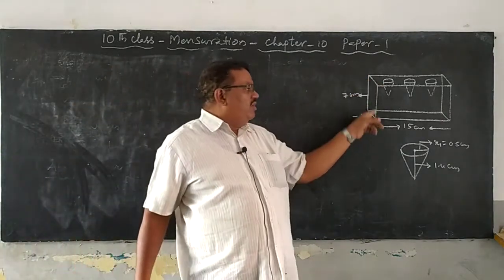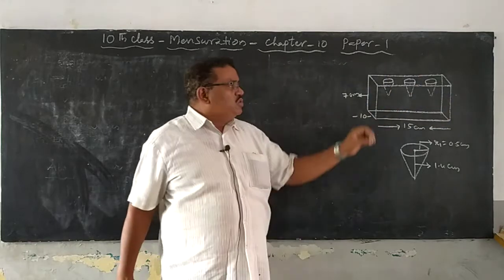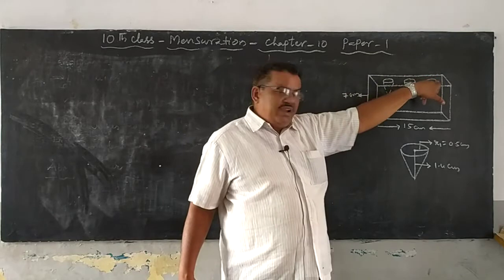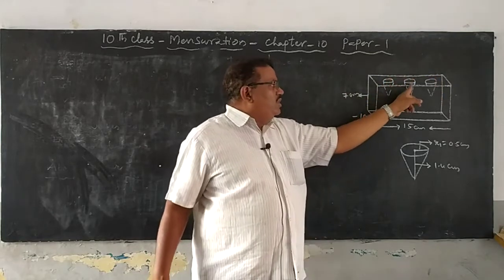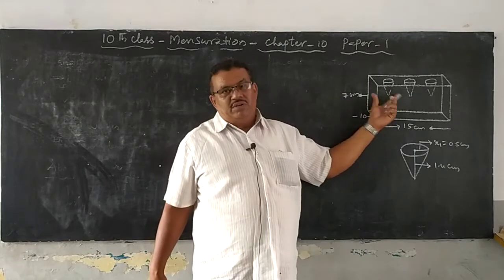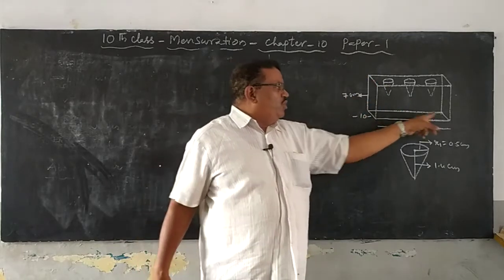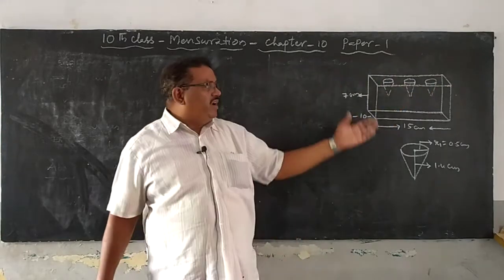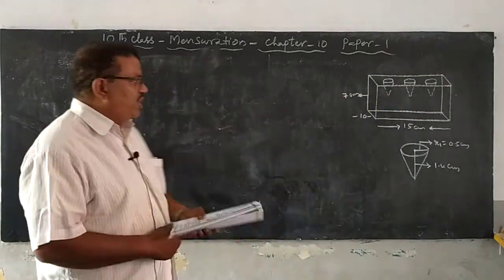How do we find the volume of the remaining wood? So this is the pen stand, and 3 conical depressions are made here. When we remove the wood conically, how do we find the volume of the remaining wood? That is the volume of the cuboid minus the volume of the 3 conical depressions. We get the volume of the remaining wood, children.